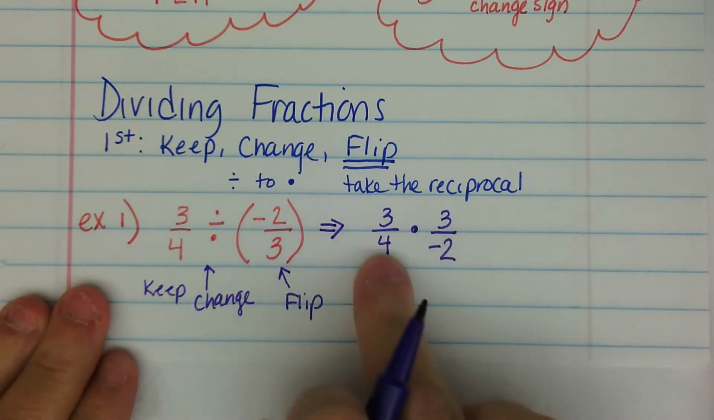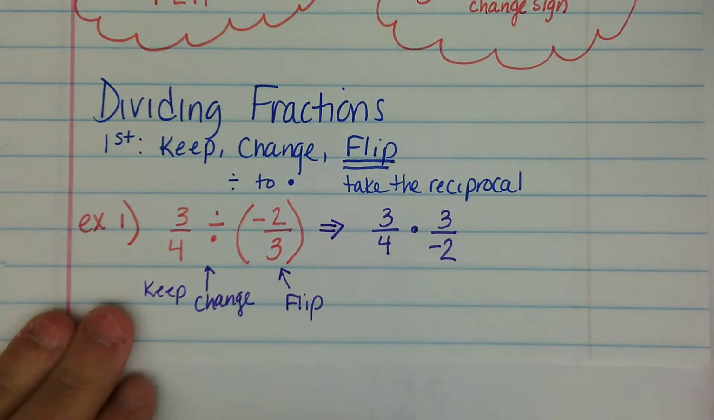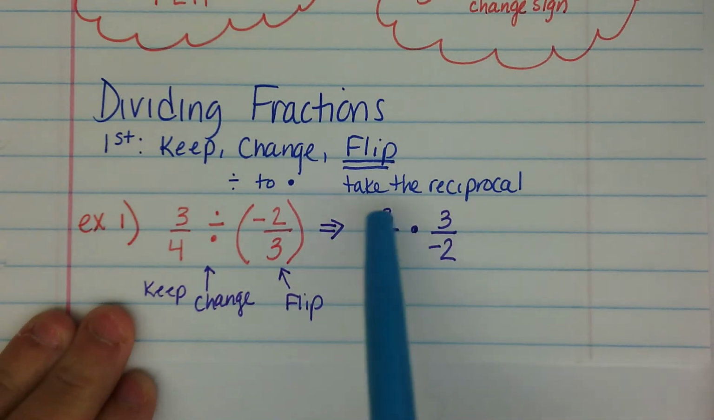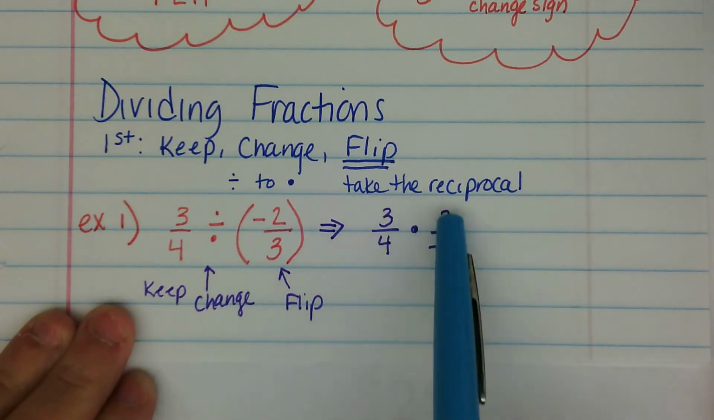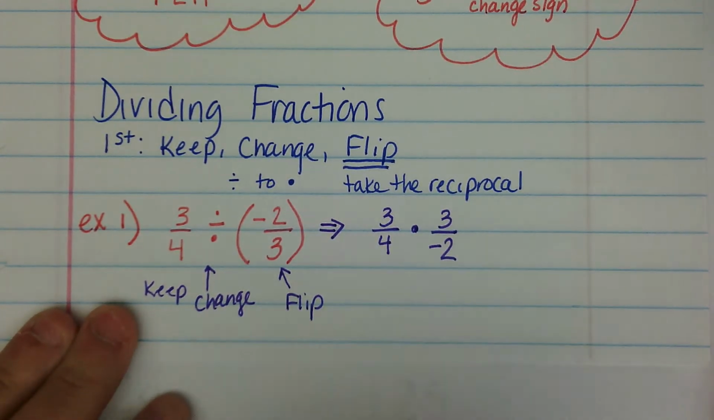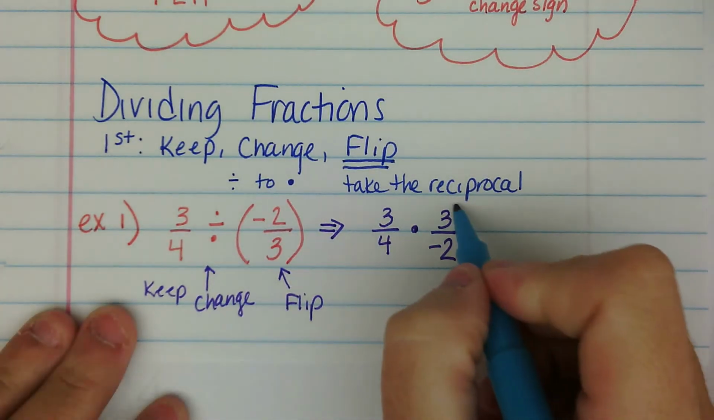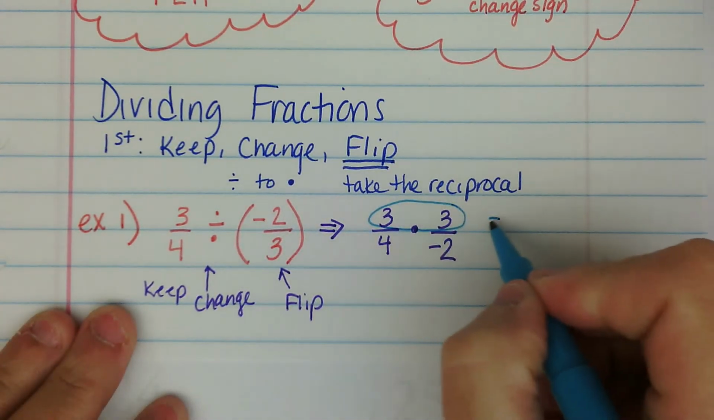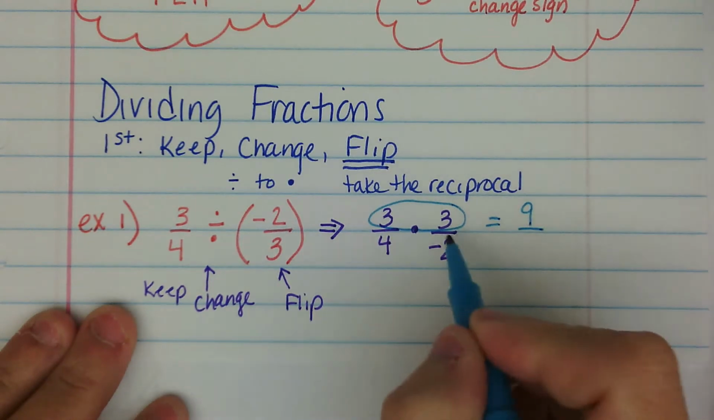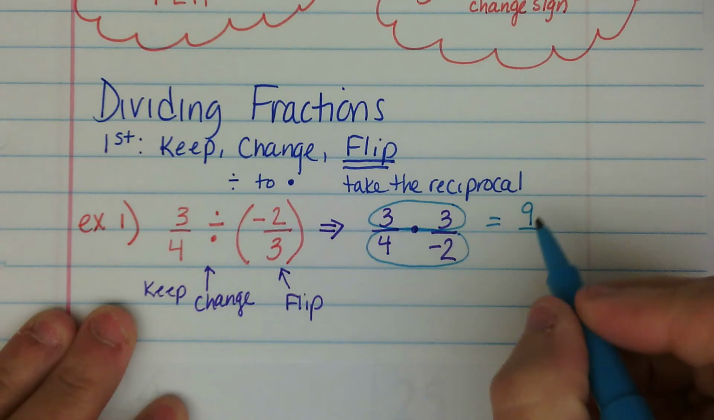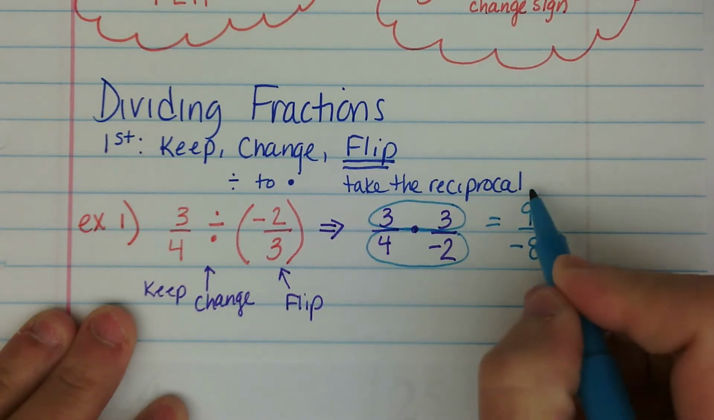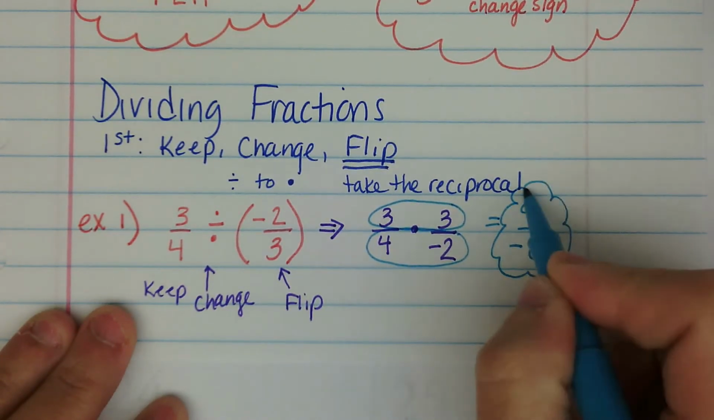Now that we have done this, our next step is to go into multiply fraction mode. So I'm going to take a look and see, is there anything on the bottom that 3 goes into or goes into 3? And the answer to that is no. So because this one has no common factors, we can multiply the top times the top. 3 times 3 is 9. And the bottom times the bottom. And 4 times -2 is -8. And this is your final answer.